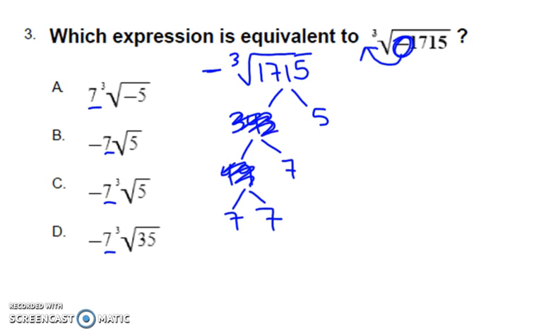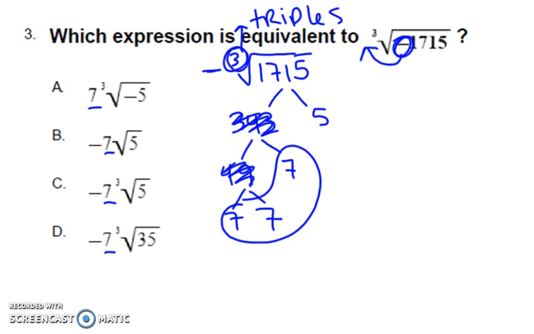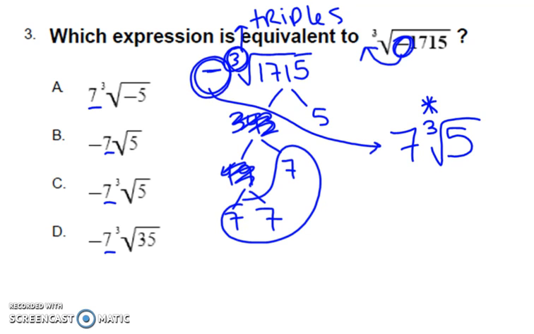If I cross out all that I've simplified, now if I look at my problem, that 3 means I need to circle triples. Well, I have triple 7's. Same thing as last time, my circle goes on the outside, and what's left goes on the inside. Now, the important thing we need to remember, we need this 3 here to tell them we circled triplets, and it's the cube root. The last piece of it is my negative sign. We brought it out in front, so it needs to stay out in front of our final answer.